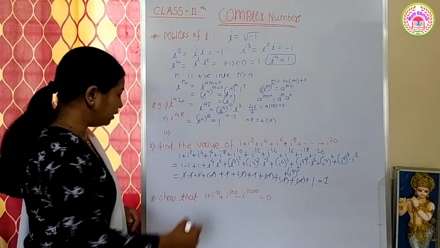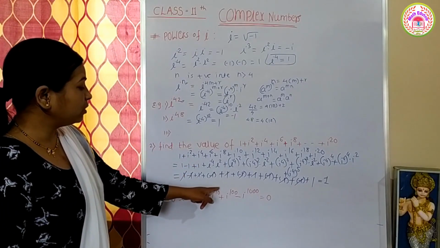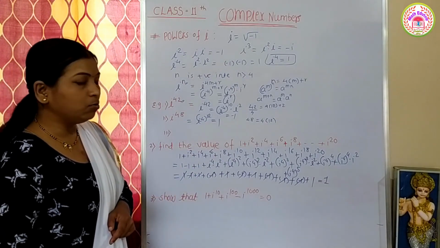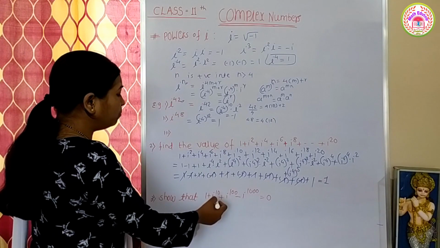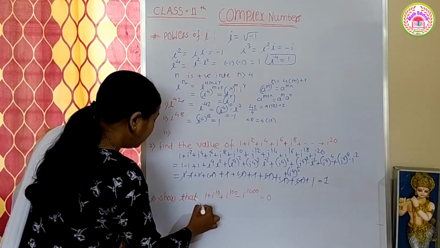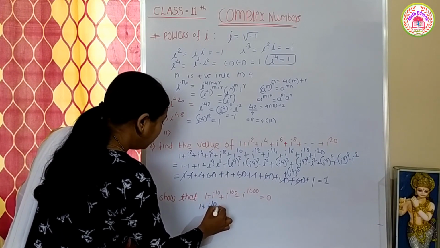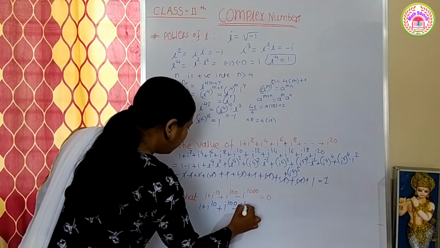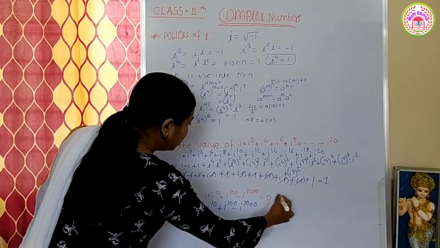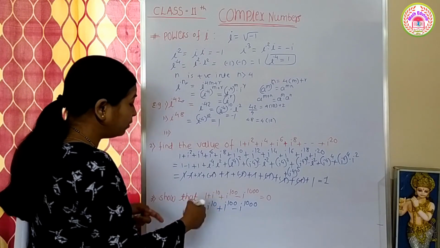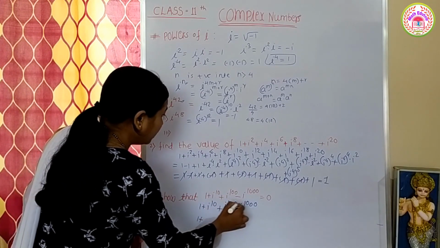Then show the next example: 1 plus i^10 plus i^100 minus i^1000 is equal to 0. Then use the formula, whatever the i power is, divided by 4. Then what we are given, we consider the left hand side, 1 plus i^10 plus i^100 minus i^1000, and we have to show that this is equal to 0.